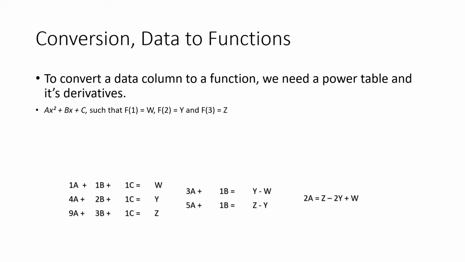ax squared plus bx plus c, such that f1 equals w, f2 equals y, and f3 equals z. 2a equals z minus 2y plus w. 3a plus b equals y minus w. a plus b plus c equals w.